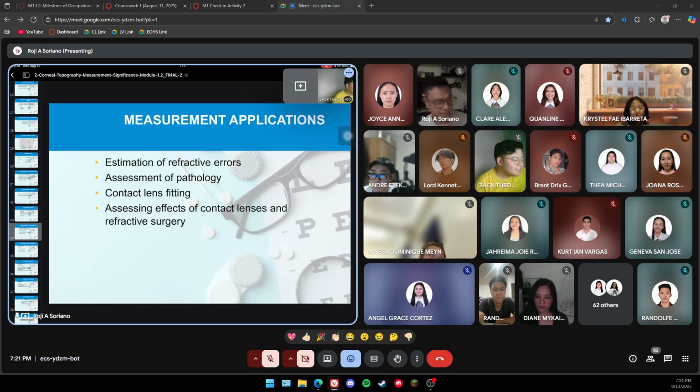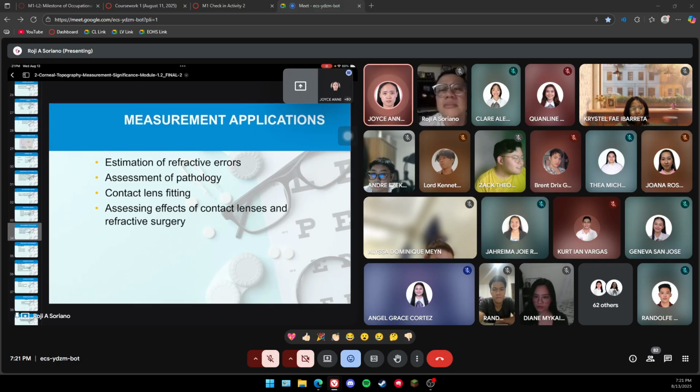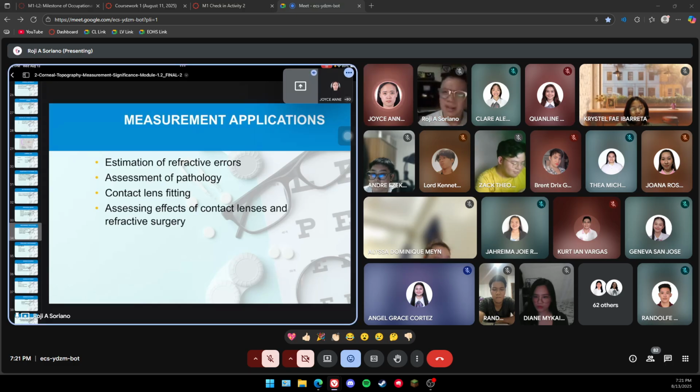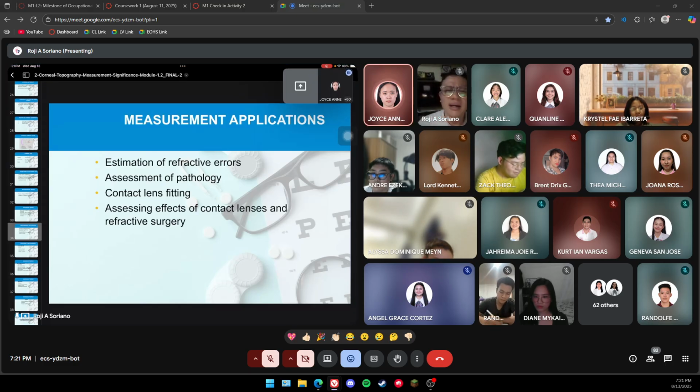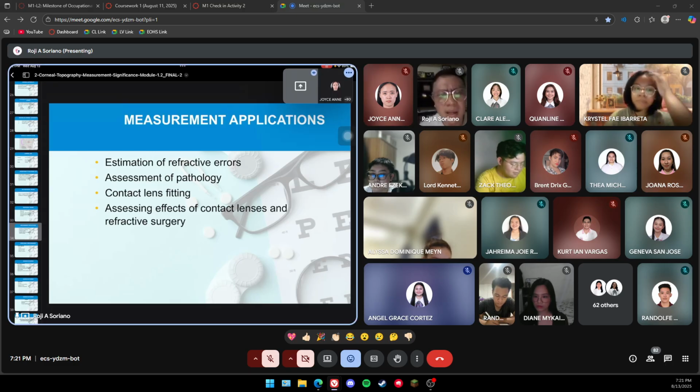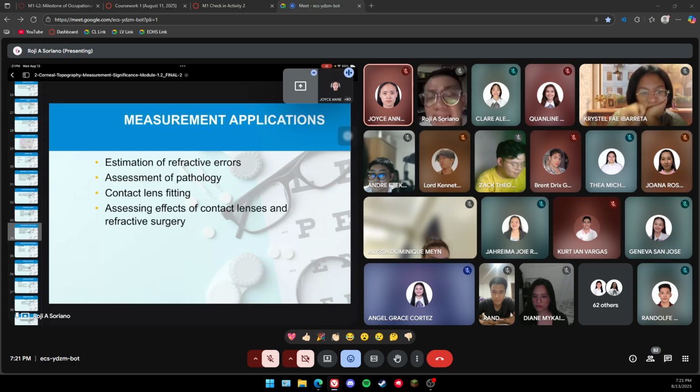Go ahead. For the cornea, Doc, the greater the curvature, the stronger the convergence. So if you measured the cornea as more curved, the higher the tendency of having myopia. If it's flatter, then the other. Oh, very good, Joyce. Did we discuss that last time? On our first meeting, Doc. Correct.